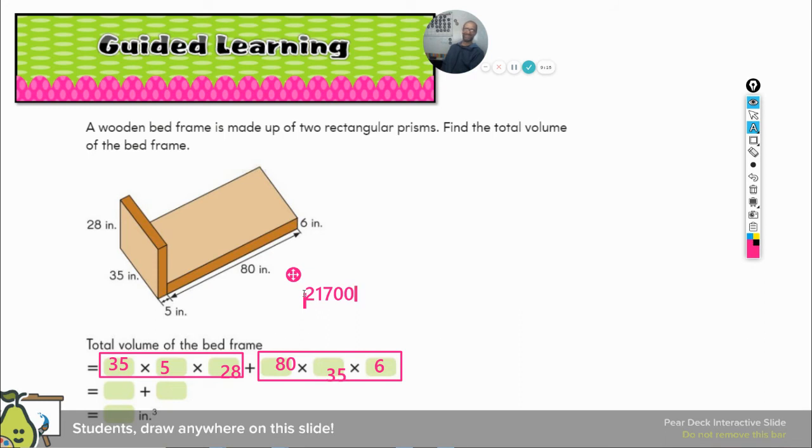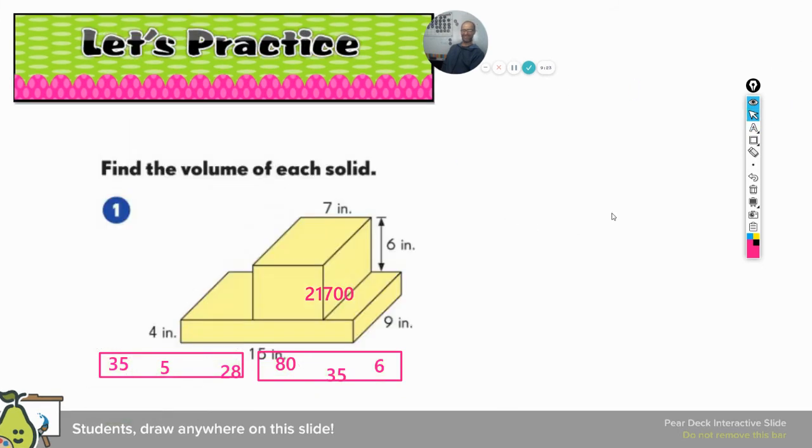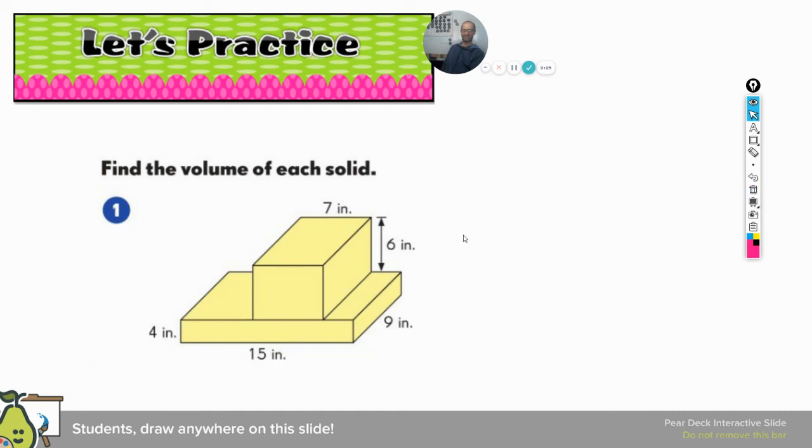That's 16,800. It's still in my calculator. Hey, let's practice. I like to label my shapes too. This one's going to be 7 times 6 times 9 on the top. 7 times 6 times 9 is 378, because why would we use small numbers when we're trying to teach a skill? And then, thank you, on the bottom one.